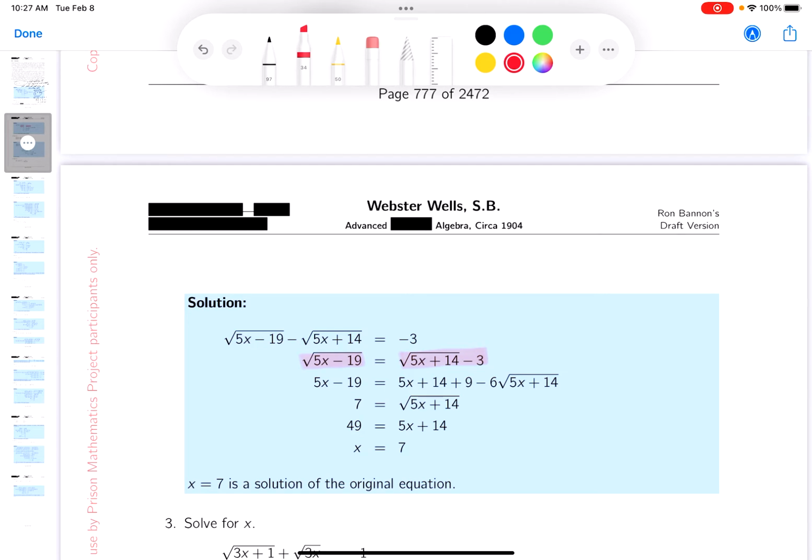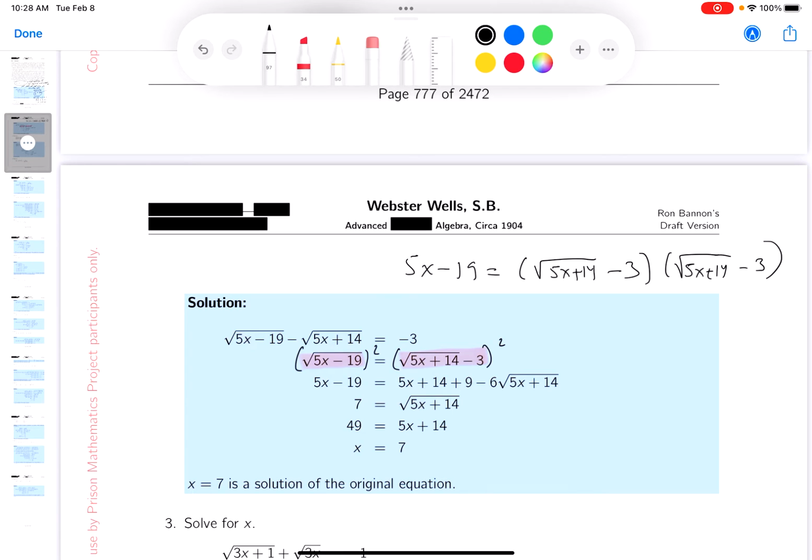Right, now what I have to do is square both sides. I'll write that down and I'll show you what the work looks like. I square this side, I square this side. Well, the left side is super easy to square. You just get 5x minus 19. Now, by the way, I'm not claiming the other side's difficult to square, but some students struggle with this. So I want to write down what that means. It means the root of 5x plus 14 minus 3 times the root of 5x plus 14 minus 3.